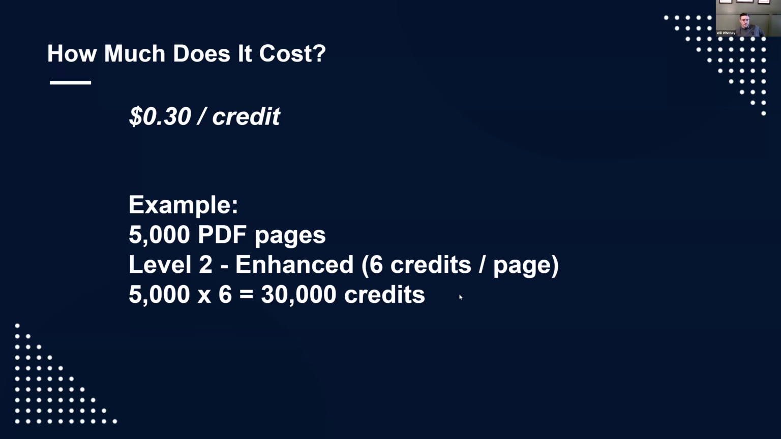So quick example, let's say you have 5,000 PDF pages. Again, it's not 30 cents per credit. Let's say it's level one, one credit per page. It's per page, not document, so it's always by the page slash image. So you have a PDF or multiple PDFs and it's 5,000 pages total, but you want enhanced. That's 6 credits per page. So level one is 1 credit per page, level two is 6 credits, level three is 40 credits. So 6 credits per page times 5,000 pages, you'd be spending 30,000 credits to make that document level two enhanced.